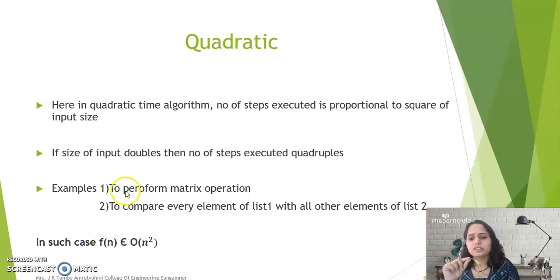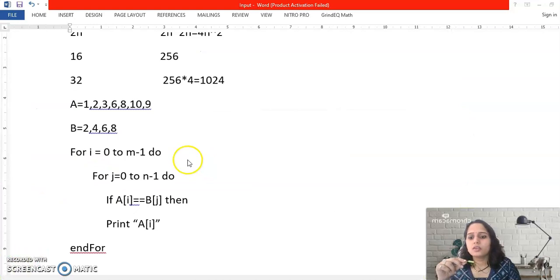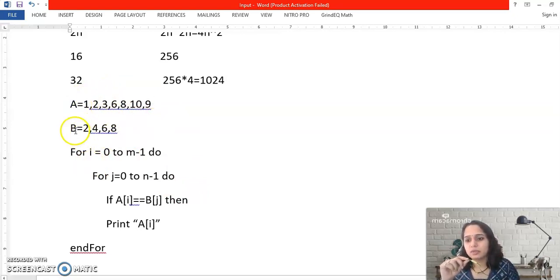What are the examples? The first example is to perform a matrix operation, and the second example is to compare the element of list 1 with all other elements of list 2. Let me explain an example of this quadratic programming construct. The task is to check whether the elements of the first list are present in the second list or not, and we have to print the elements which are common in both lists.